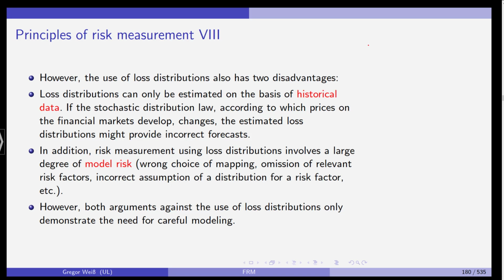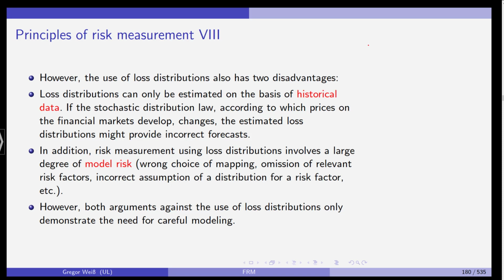The second way of doing this is maybe using a loss distribution as a worst case scenario. This could be okay. If you say, well, in the worst case, the losses will be distributed according to, let's say, a student's t-distribution, or according to a triangular distribution, then it's okay.